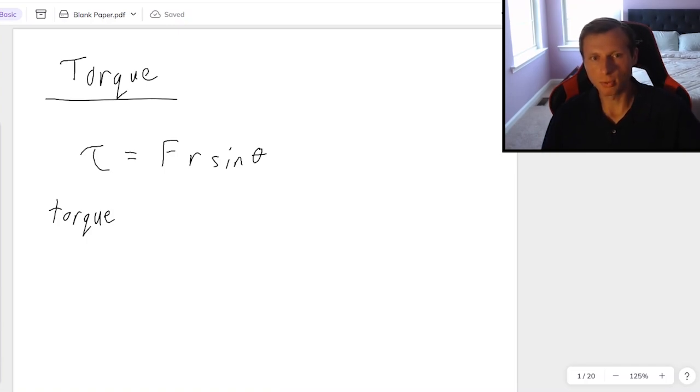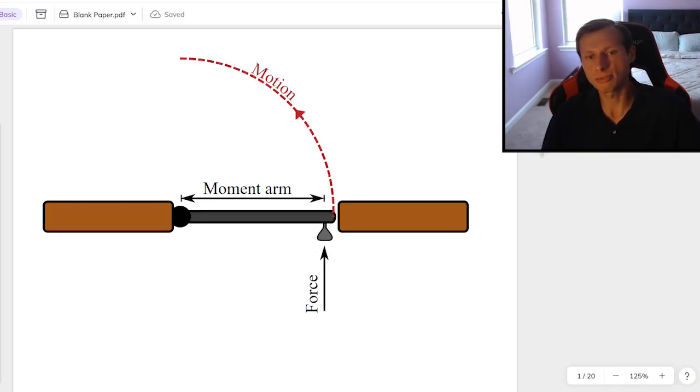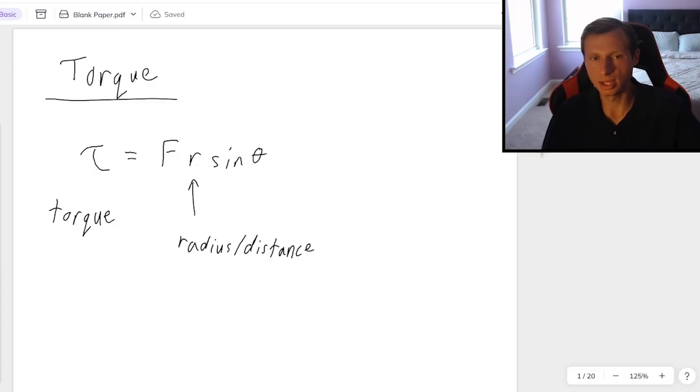F is obviously force. R is a radius or distance. And the reason why I say that is because the object is not always a circle. Take a door, for example. It just needs to follow a circular path. So radius, distance, same thing. Units are going to be meters for that.